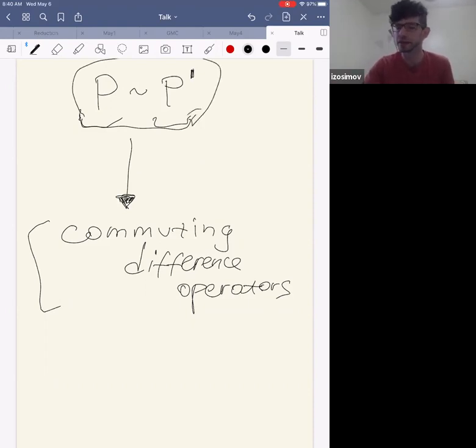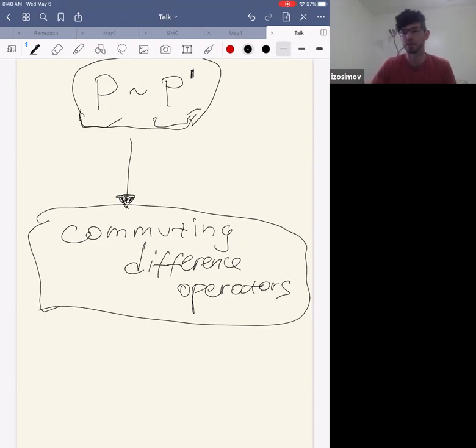So algebraically, this corresponds to commuting difference operators. And if you are familiar with the theory of commuting differential operators, then you probably know that given any two commuting differential operators, you can associate an algebraic curve to those operators. The same is true for any two difference operators. Because we have two operators that commute, they have a joint spectrum, because they share the same eigenvectors.